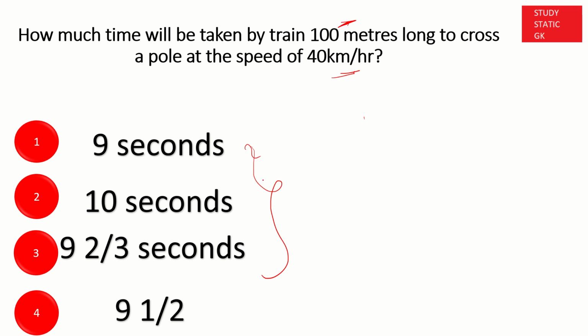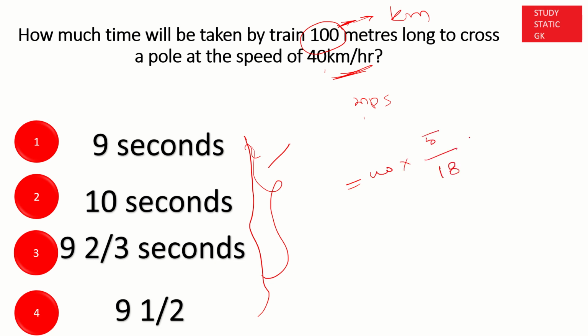If options are in hours, then we have to convert this 100 meters distance to kilometers. If options are in seconds, we have to convert this kmph into meter per second, right? So 40 into 5 by 18 meter per second. So it is crossing a pole means it is crossing its own length, right? Pole is a negligible length.